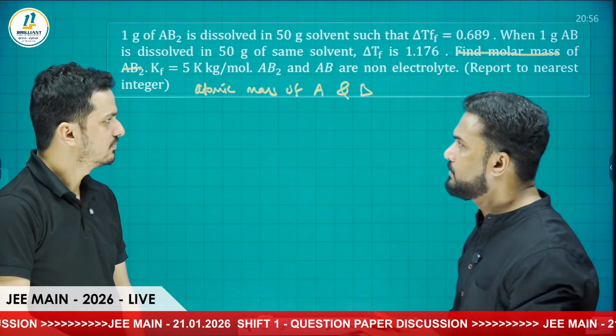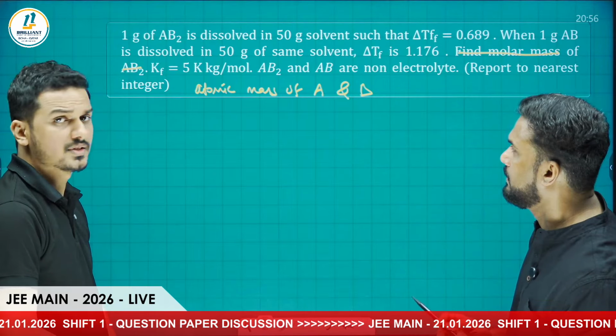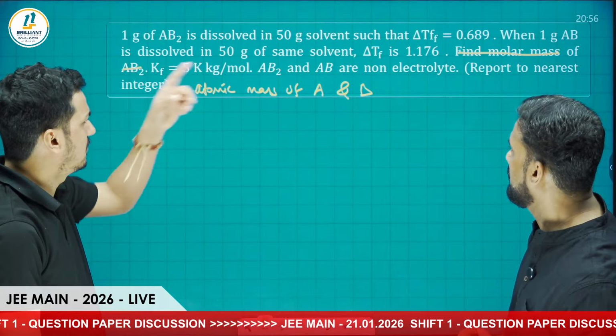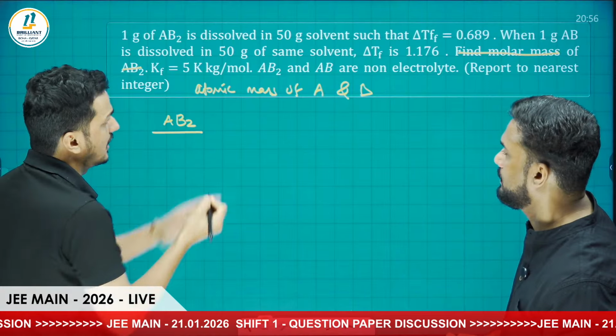So that's why we can do it like this. What you need to do is find the molar mass. You have to find it by first writing the AB2 equation given, using delta T.